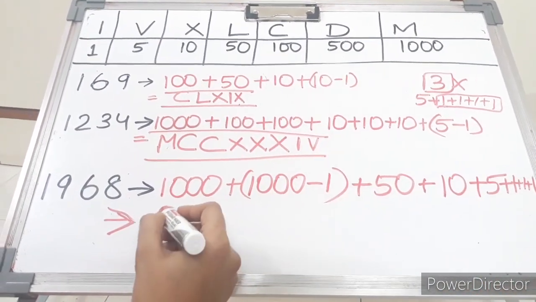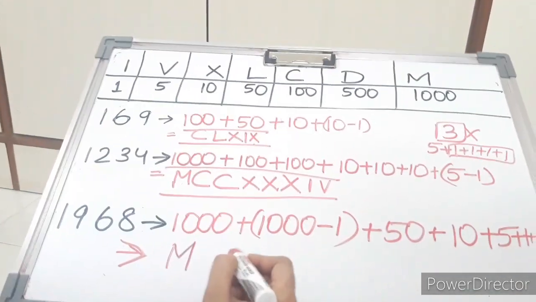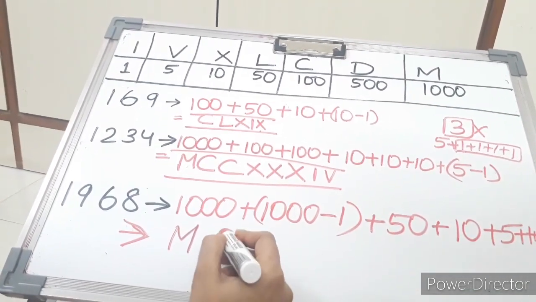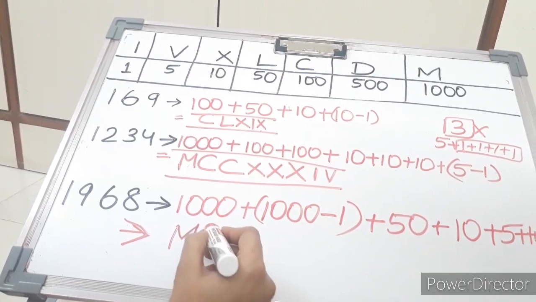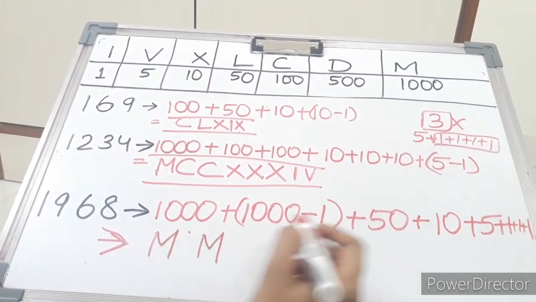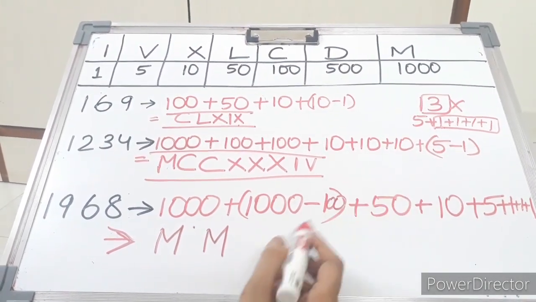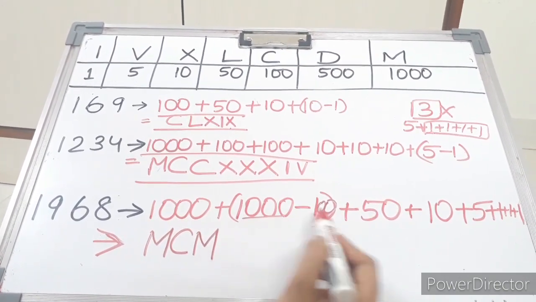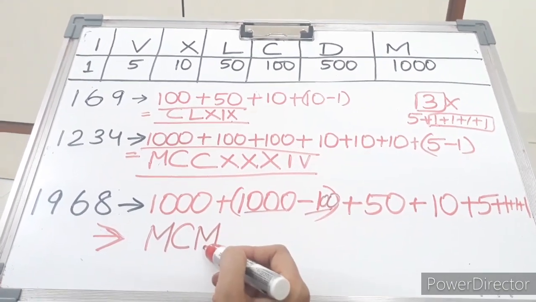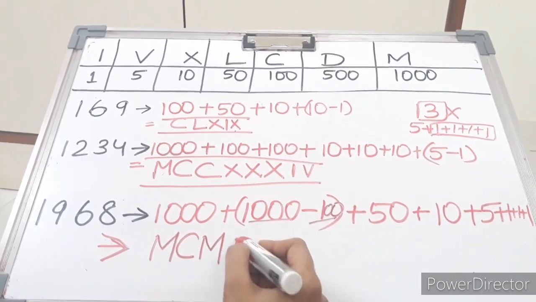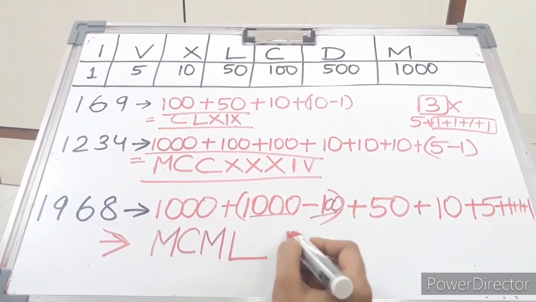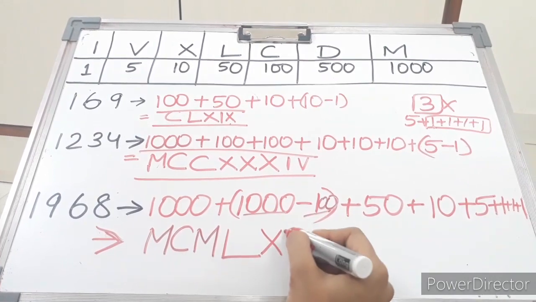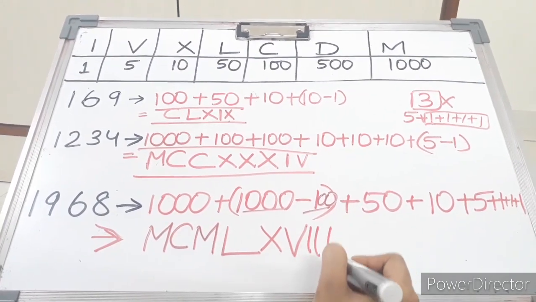Okay. So we will write here M. Then M minus 1. M minus 1 means M minus 100. M minus 100 means C here. Okay. 1000 minus 100 will be what? 900. And then 50. 50 is L, 10, 5 and again 3 times.